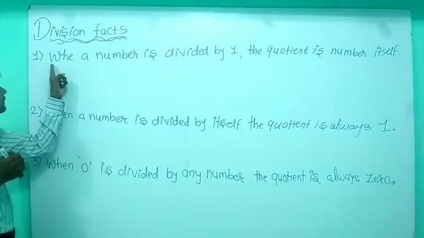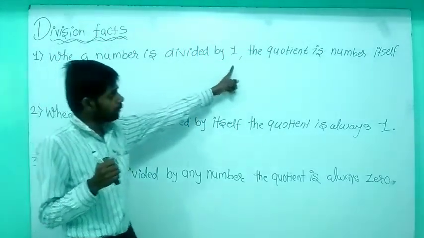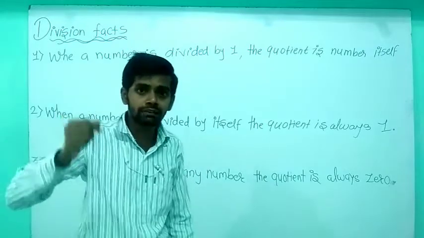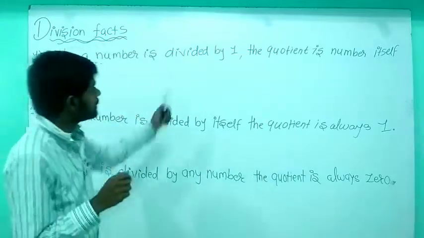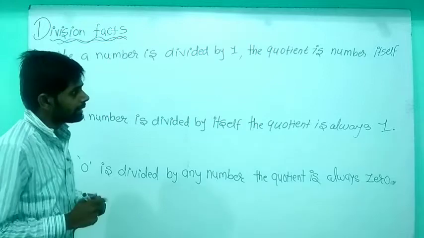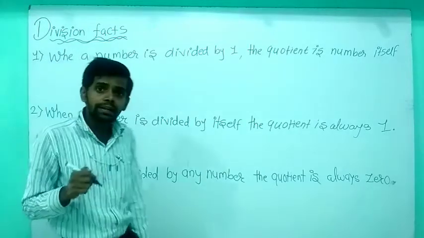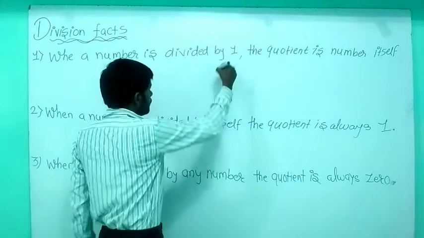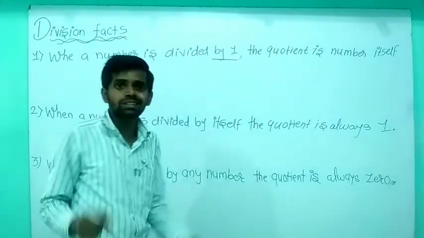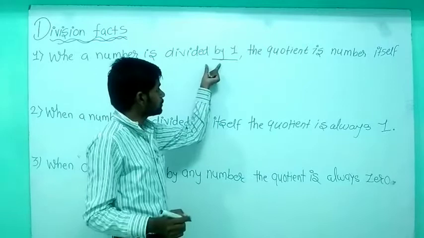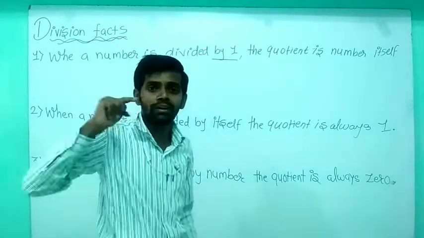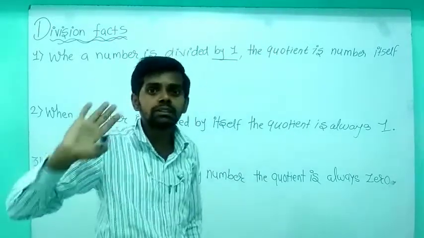When a number is divided by 1, then the quotient is the number itself. What is the meaning of this sentence? If the number is divided by 1, listen everybody, the number next to the division sign, always remember, that is your divisor.